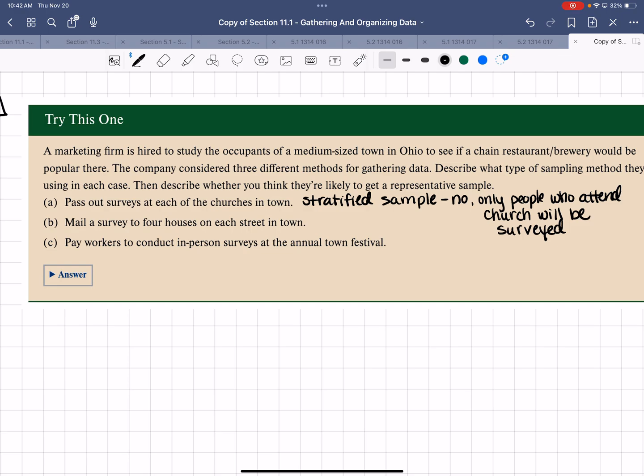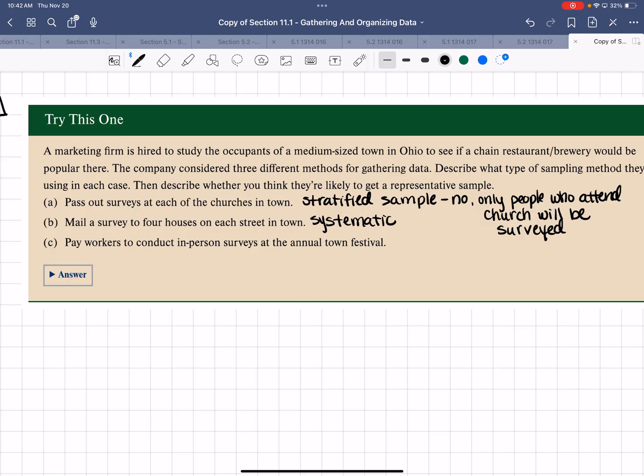Okay? B, mail a survey to 4 houses on each street in town. Systematic. It is systematic. Very good. Should it be a good survey? Yeah. It's representative of the entire population. They're taking every street in that town. They're selecting the first 4 houses probably. It says 4. They're selecting 4 houses on every street. So maybe 1, 3, 5, 7, 2, 4, 6, 8. Those houses get the survey.